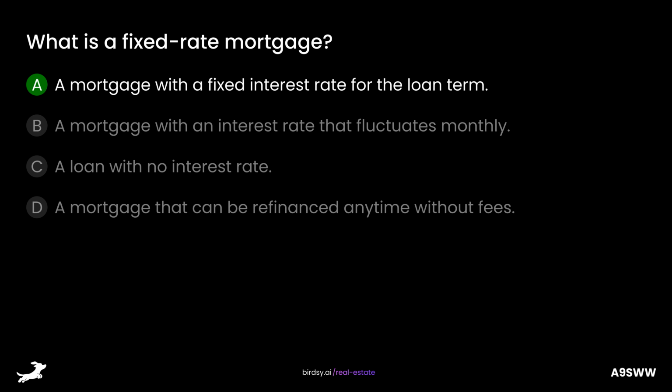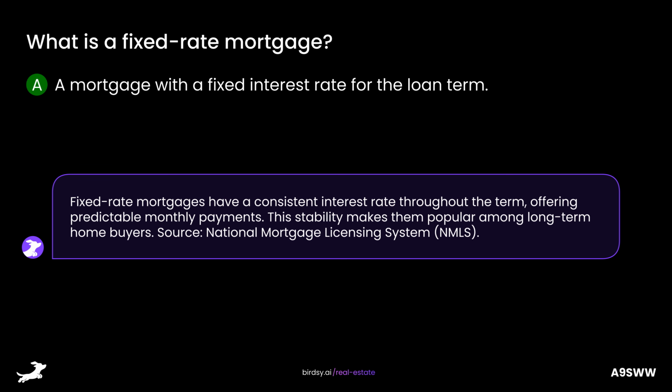The answer is A, a mortgage with a fixed interest rate for the loan term. Fixed-rate mortgages have a consistent interest rate throughout the term, offering predictable monthly payments. This stability makes them popular among long-term homebuyers. Source: National Mortgage Licensing System.